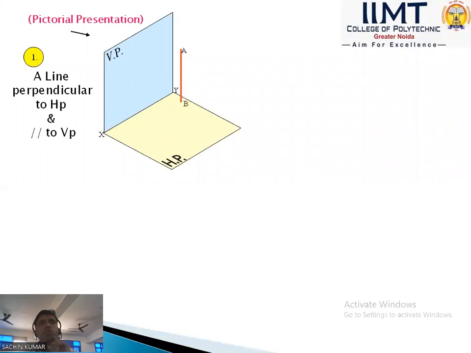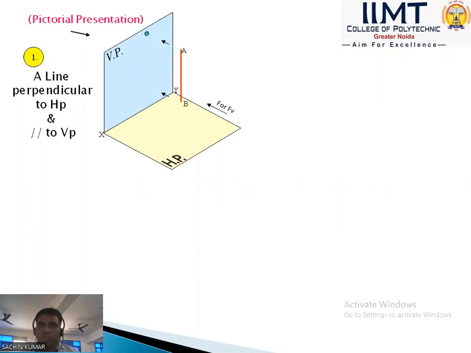In case of projection of line, we always first consider which view gives the true length. If we see the AB line in the front view and top view, the front view gives the true length in the vertical plane, A dash and B dash. So first always consider, in case of a line, which view gives the true length. Here, the true length is given by the front view.